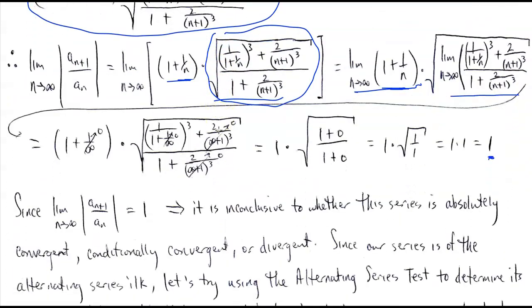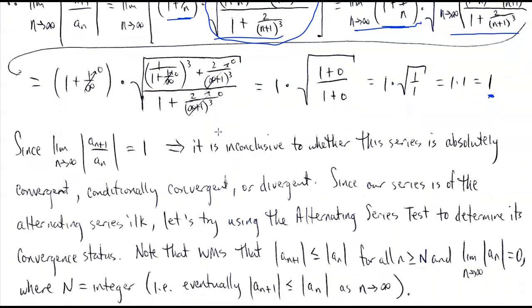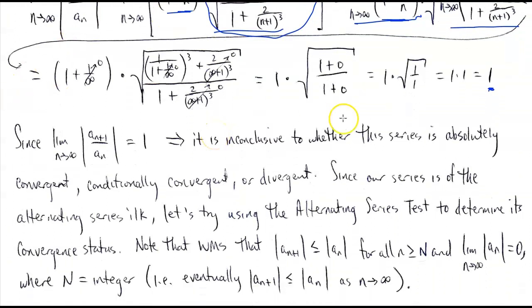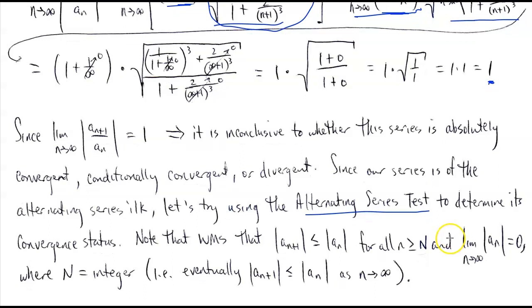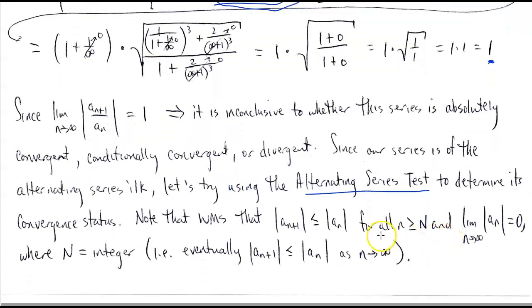And so here we see that since the limit is 1, it's inconclusive. So we're going to try the alternating series test because it is an alternating series. I'm going to finish this example, and then I'm going to show you that checklist, and you'll see why we're considering the alternating series test at this point. So we're going to use the alternating series test since the ratio test didn't work for us here.